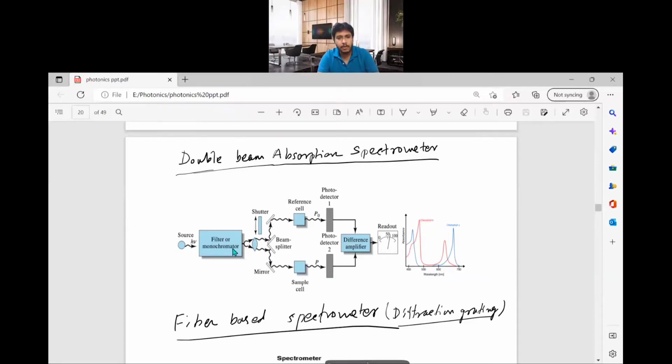You use the light source, and the light is filtered. Using a beam splitter, the light is split into two parts. One travels to the reference cell and one to the sample cell. We will calculate the difference, so you get the absorption value, how much light is absorbed, from the difference of these two.